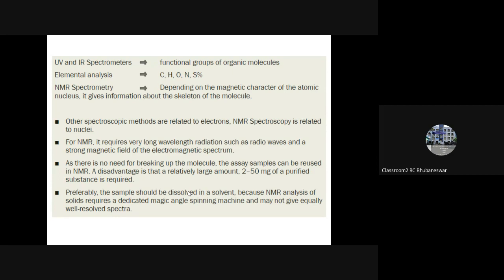So preferably the sample should be dissolved in a solvent because NMR analysis of solids requires a dedicated magic angle spinning machine and may not give equally well resolved spectra. Okay.